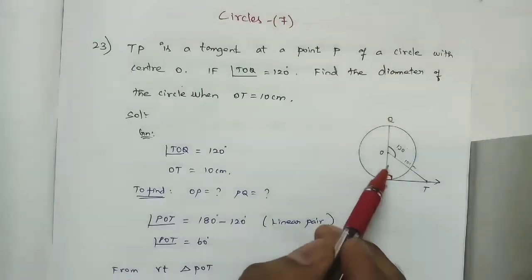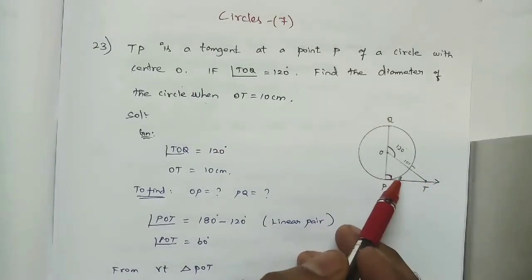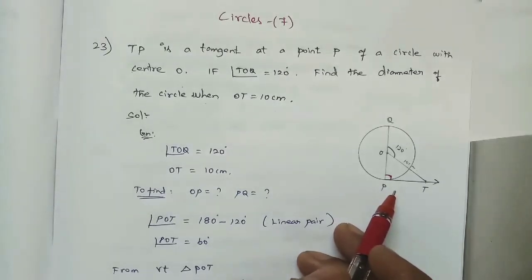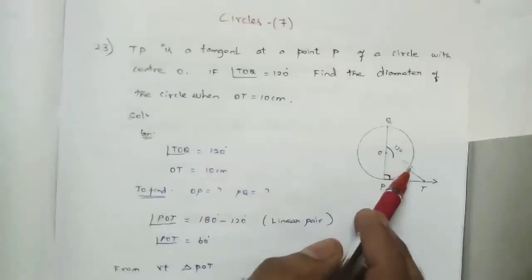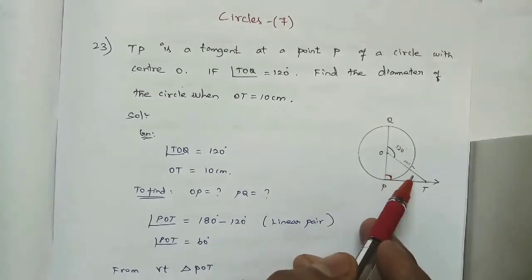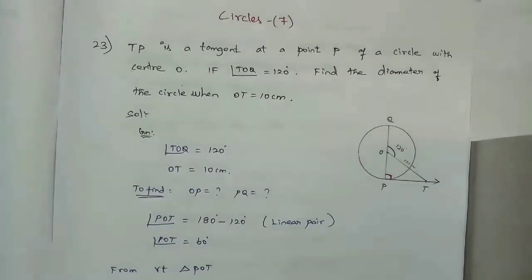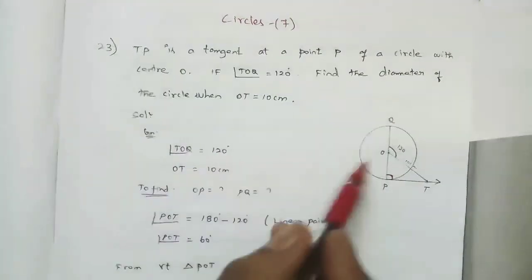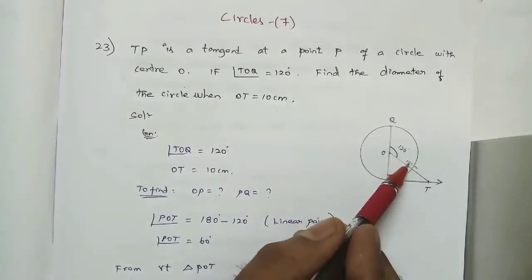If we know two sides of a right angle triangle, then we can find the third side by using the Pythagoras theorem property. But here we know only one side. We know only the length of OT alone. OT is equal to 10 centimeter. That's all. Then how do we want to find it?